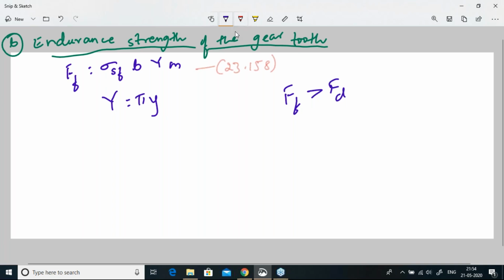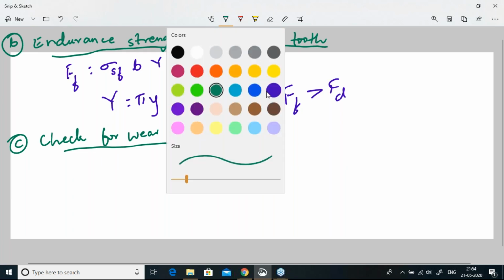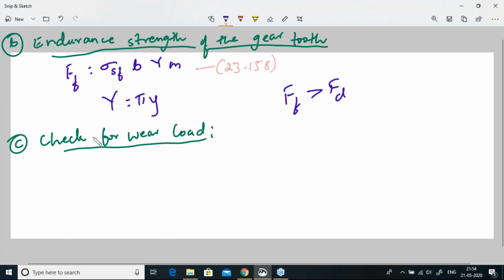And the last step, C, that is check for wear load. So we have the equation for wear load according to Buckingham's, that is FW is equals to D1 B Q into K. So equation number 23.160.